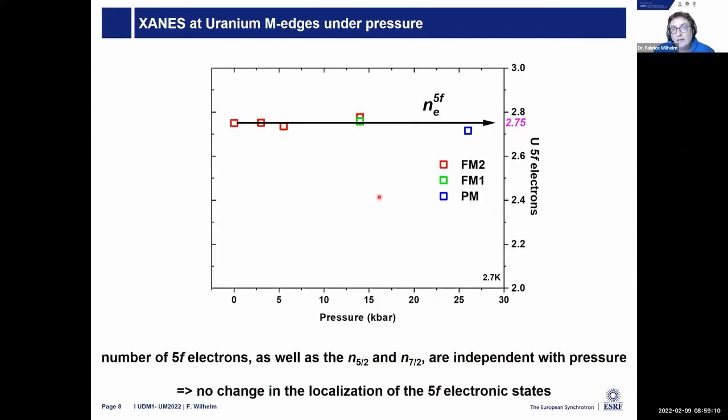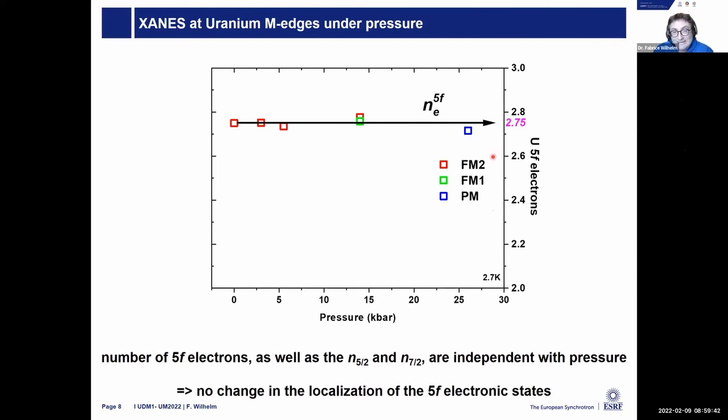This means, with the help of the sum rules, that it is possible using this to determine the variation of the number of 5f electrons, and using a standard it is even possible to estimate the number of electrons at zero pressure. From this, we have observed that the number of 5f electrons is absolutely constant within the pressure range from 0 up to 3 gigapascal. You see, even on this scale, only a tiny variation of 0.03 electron has been observed.